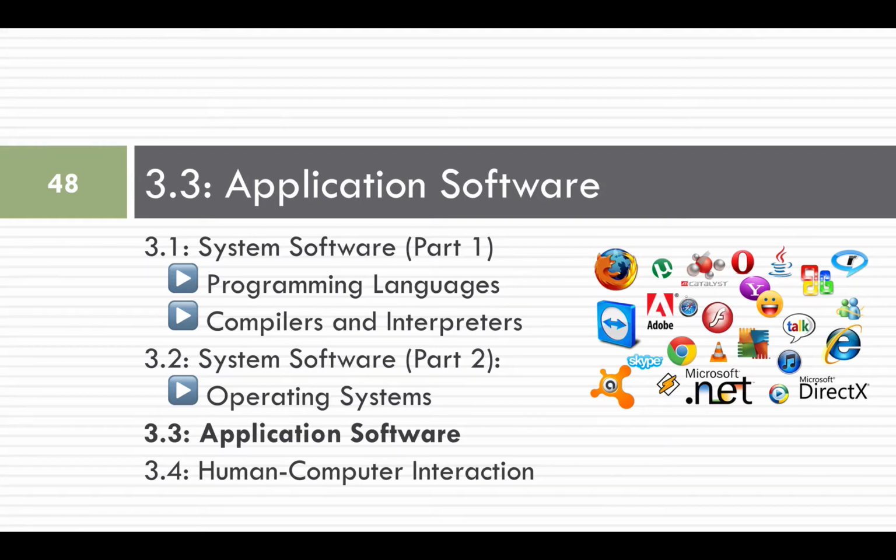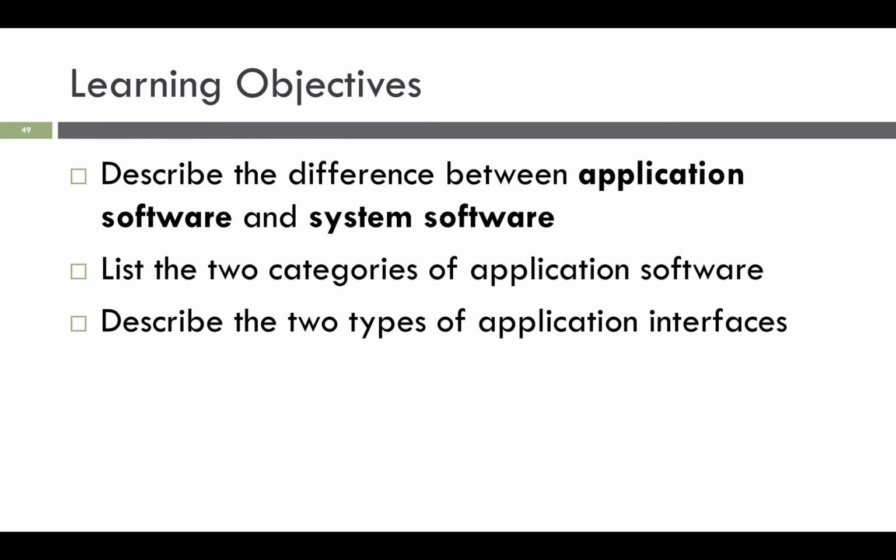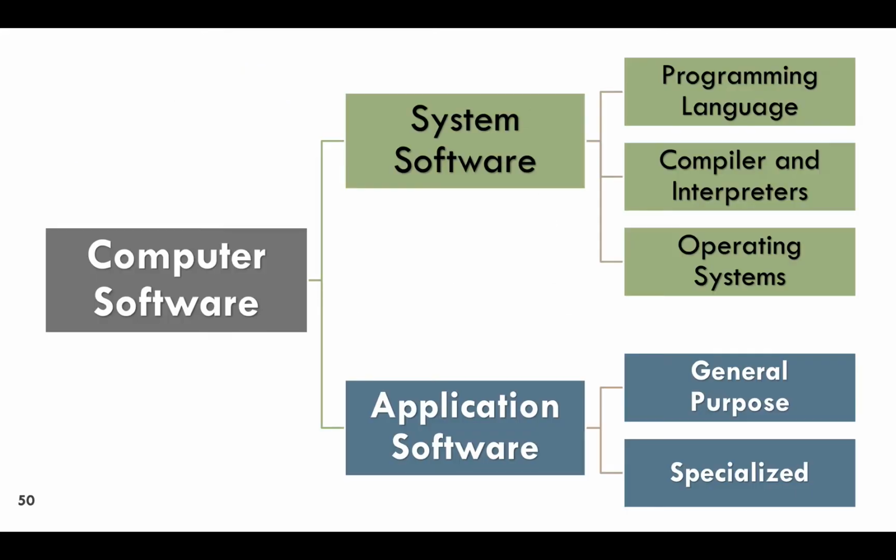This video discusses application software. Please take a moment to read the learning objectives for this video. The two major parts of computer software are system software and application software. Let's examine application software.